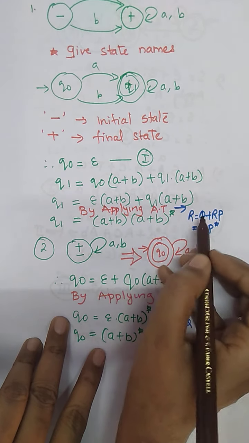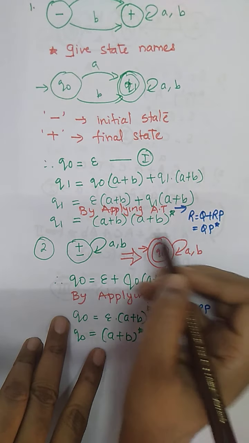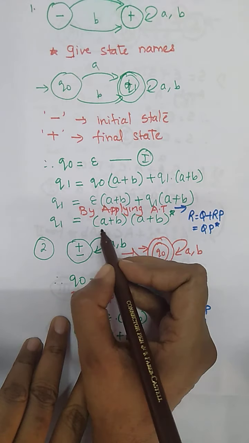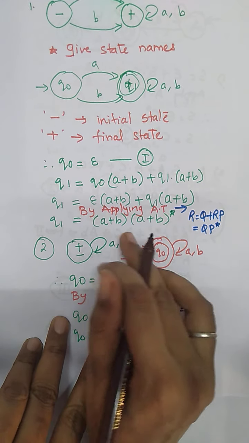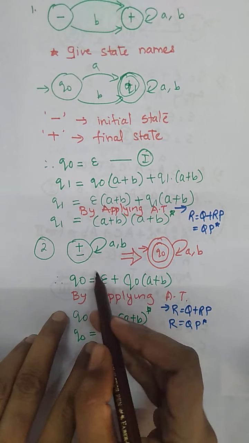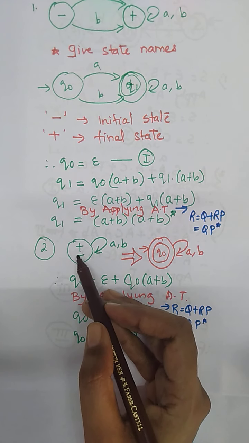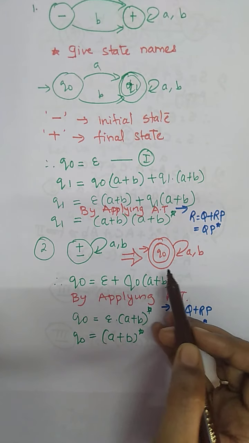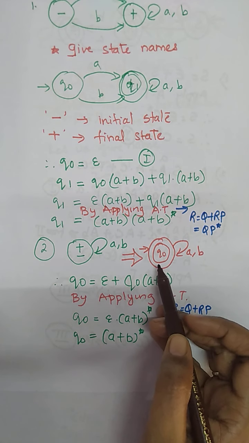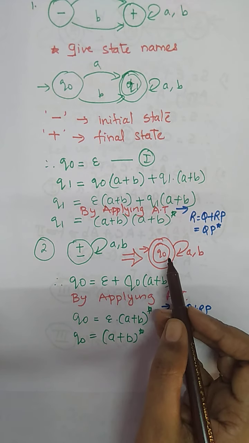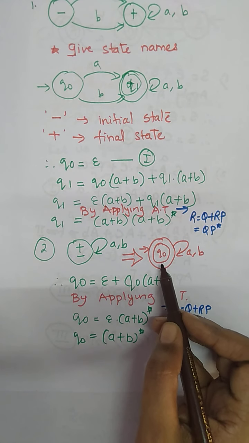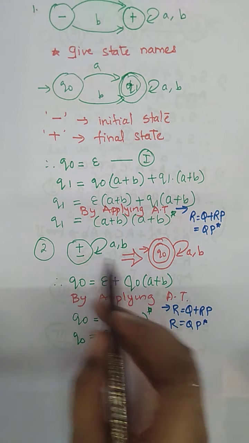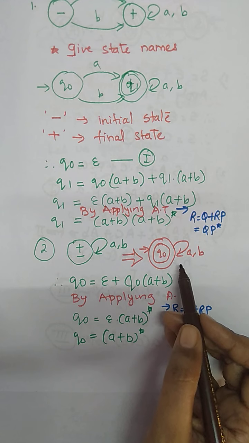Compare with Arden's theorem. All the requirements are fulfilled, so by applying Arden's theorem we will get this kind of regular expression. The next one has a plus minus sign. Plus means the final state, minus means the initial state. So we convert it by giving the proper notation of initial and final state plus the proper state names, and this diagram will be converted to this diagram.